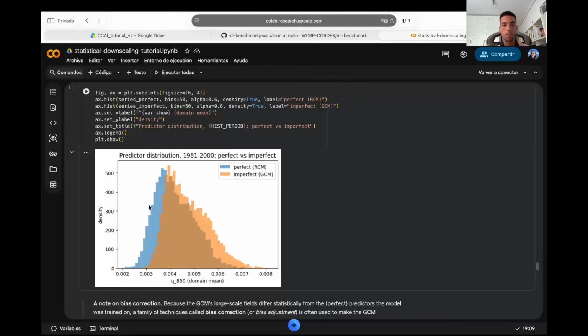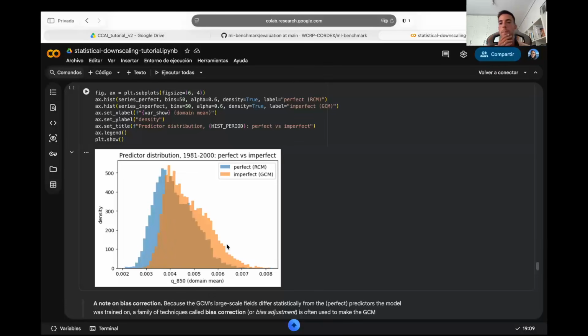We can see how there is some difference in the distributions, and this kind of difference can be a problem for deep learning models, because the deep learning model has been trained on the blue data. It is used to the distribution of the blue data, and if you suddenly change that distribution to the orange curve, so from the observations to the GCM, that may be problematic for the deep learning model.